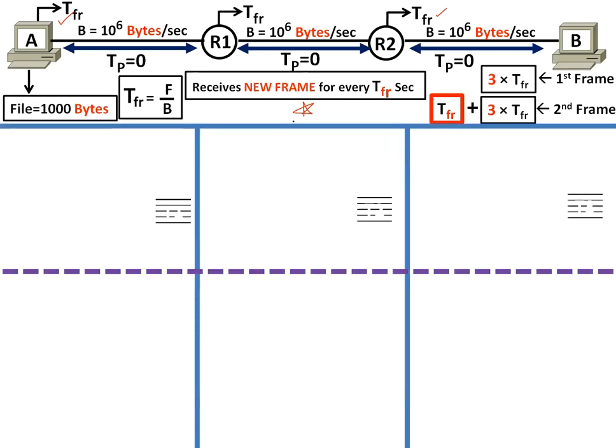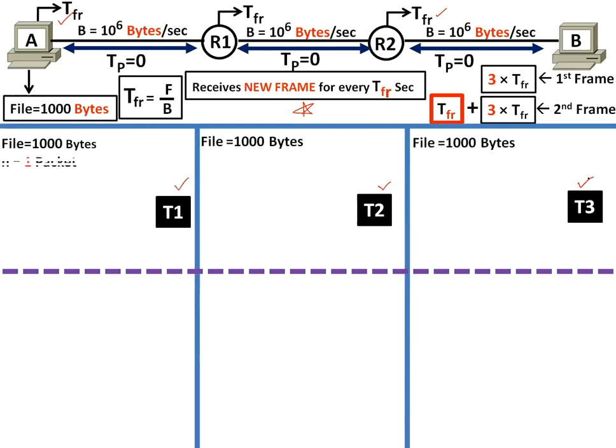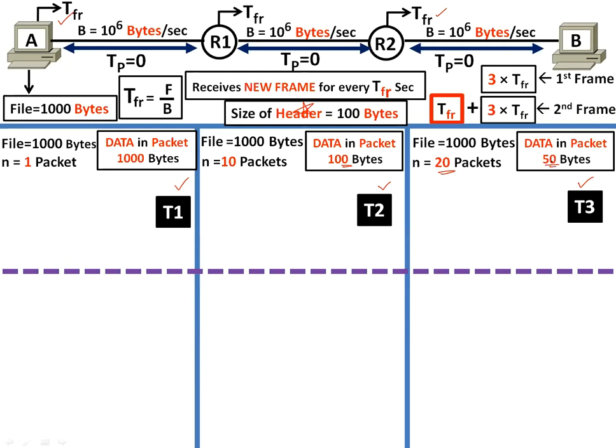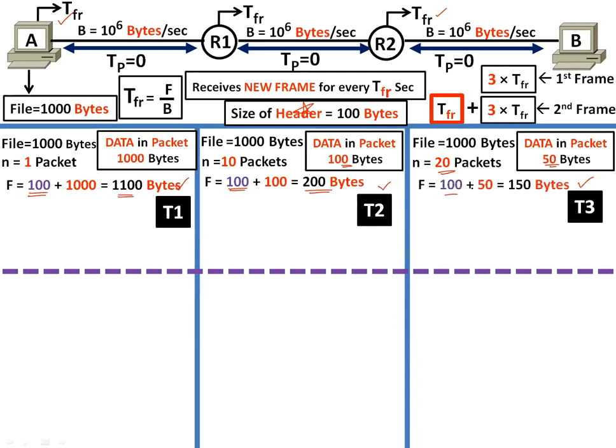File is 1000 bytes. T1, T2 and T3, guys. N is 1 packet. Data in the packet will be 1000 bytes. N is 10 packets. Data in a packet will be 100 bytes. N is 20 packets. Data in a packet will be 50 bytes, guys. That means each packet size will be given. And so the frame size will be plus the 100 bytes header to be added. Here 100 plus 100, this will be 200 bytes. Frame size will be 100 plus 50 because each packet must have a header of 100 bytes. So the header must be added to each packet.